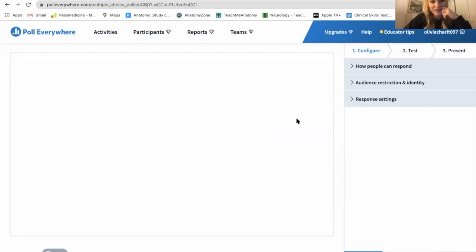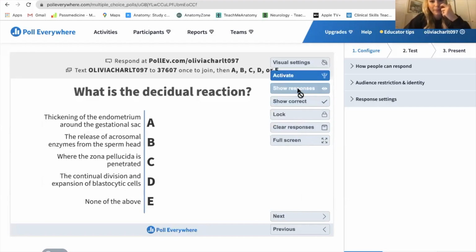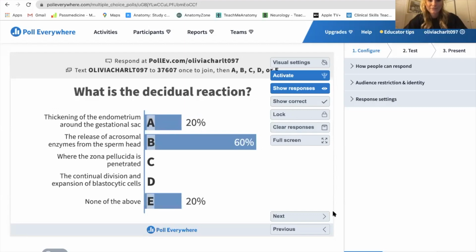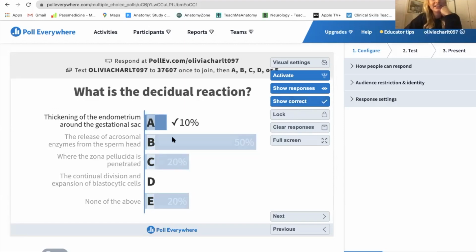The next one: what is the decidual reaction? Oh, it's quite mixed, to be fair. Okay, so the correct answer is a thickening of the endometrium around the gestational sac. So well done to the 10% of you that got that.